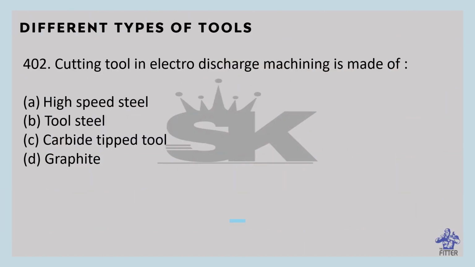Cutting tool in electrode discharge machining is made of graphite. Electrode discharge machining is a high voltage and low current method. And the workpiece is anode, the tool is cathode.